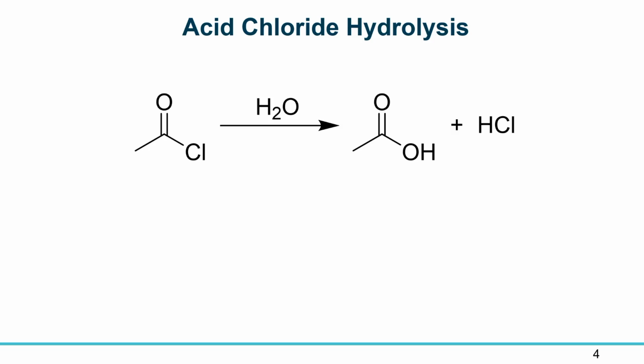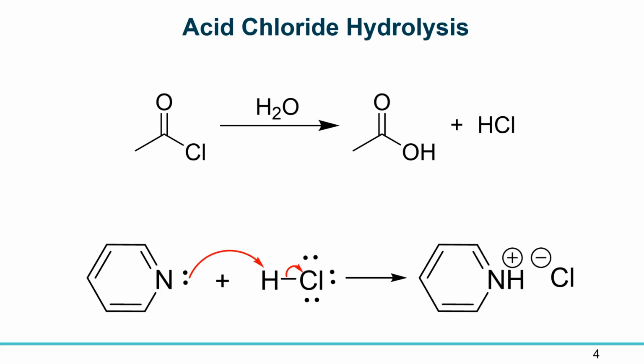Acid chlorides can undergo hydrolysis with water to give carboxylic acids by nucleophilic acyl substitution. Seen here, we have an example where ethanoyl chloride is undergoing hydrolysis to form ethanoic acid and hydrochloric acid. To avoid side reactions with other functional groups present, you'll often see the reaction conditions include the use of pyridine. Pyridine can remove the hydrochloric acid byproduct through formation of pyridinium chloride salt.